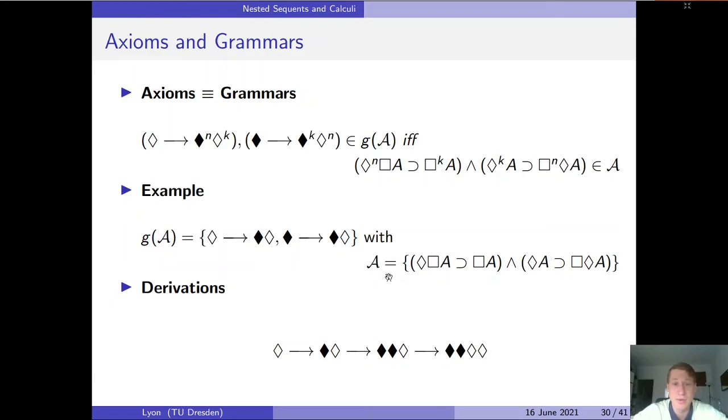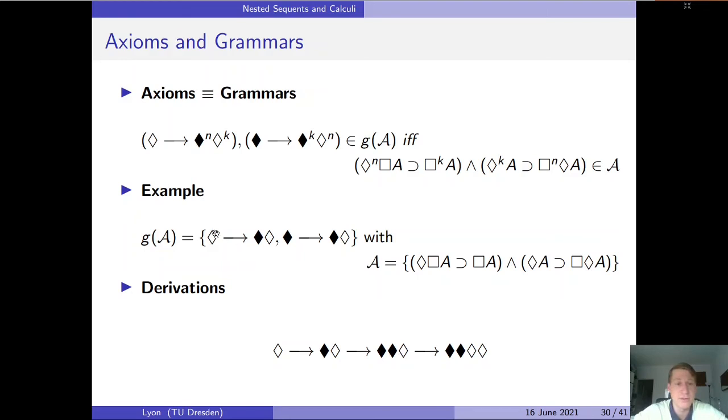To give an example, let's suppose that A is the set containing just the Euclidean axiom, where n equals 1 and k equals 1. Then in that case, our grammar would be of the following form, where n equals 1 and k equals 1 as well. And to show you how to derive something using this grammar, I've given a little derivation sequence on the bottom of the slide.